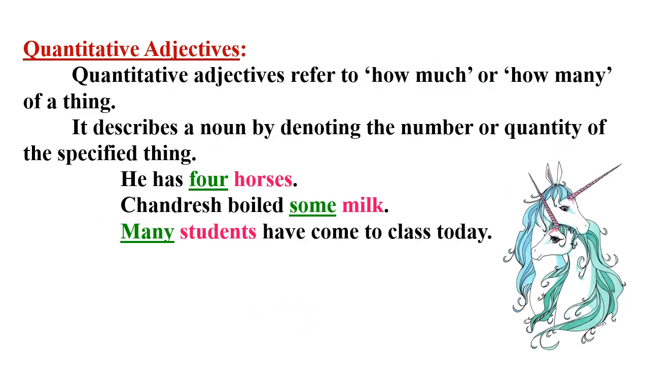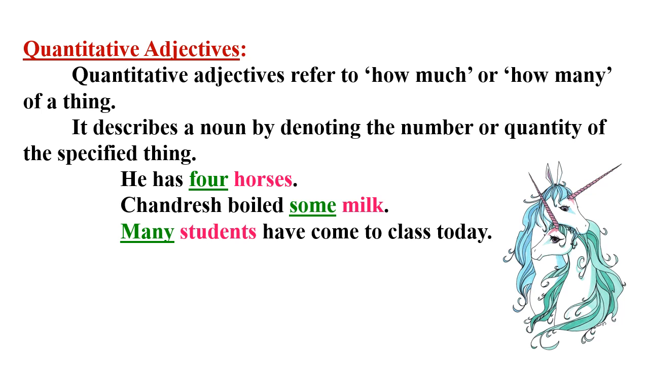Quantitative adjectives. Quantitative adjectives refer to how much or how many of a thing. It describes the exact or approximate amount of a noun. Some examples include all, no, few, many, and little. It describes a noun by denoting the number or quantity of the specified thing.